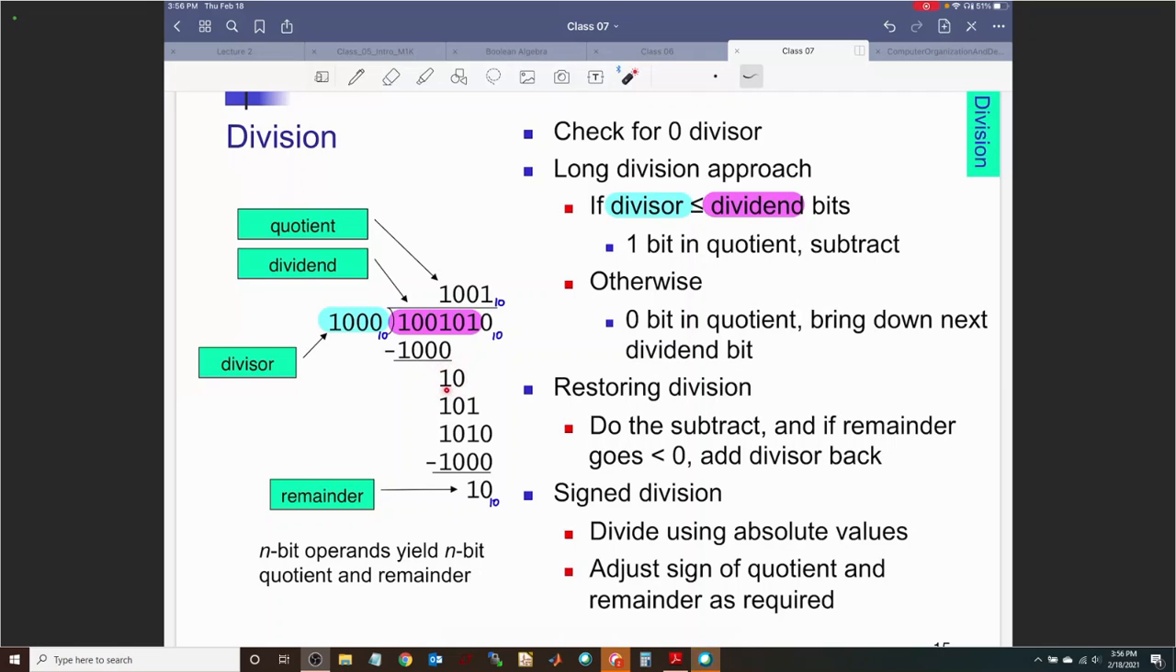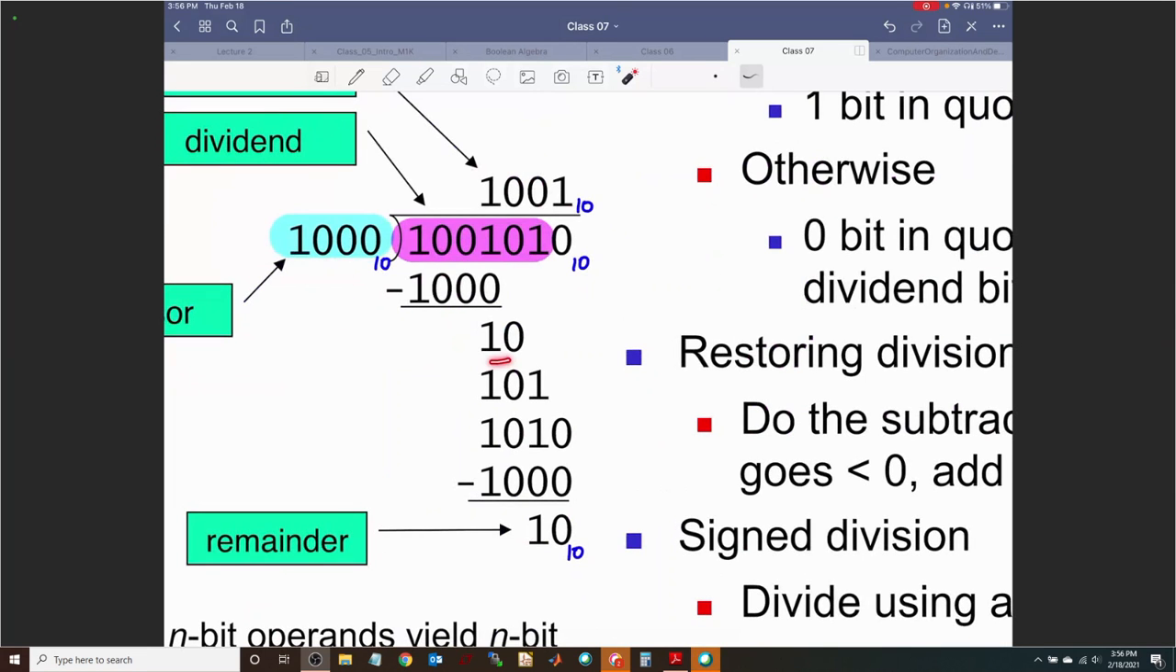After you compute the result, you also bring down the next bit, right? Otherwise, you would get a 0-bit quotient, and then you would bring down the next bit. And then what do you do? Suppose you are here. You have subtracted this by this. You got a 1. You brought down the next bit, 0.